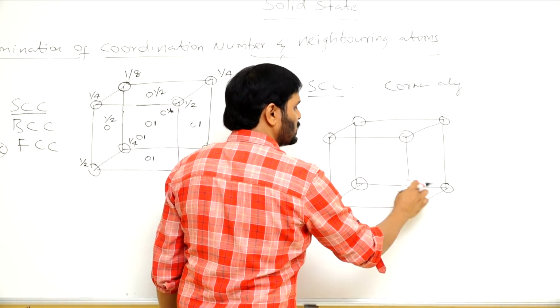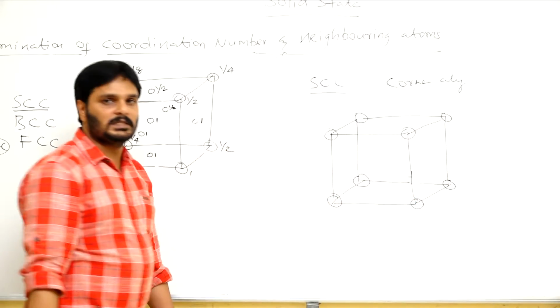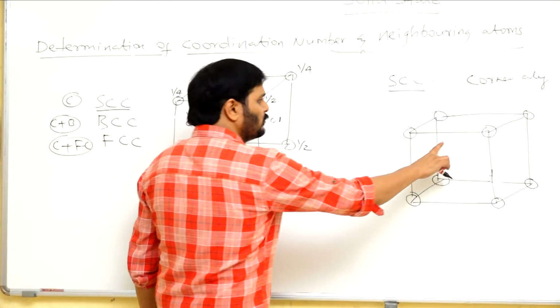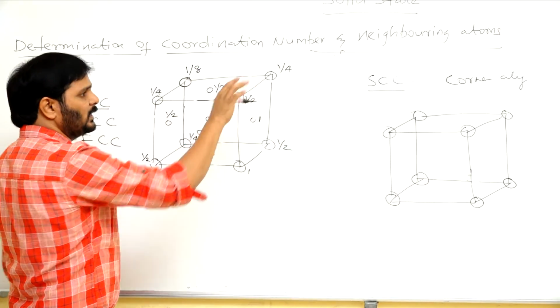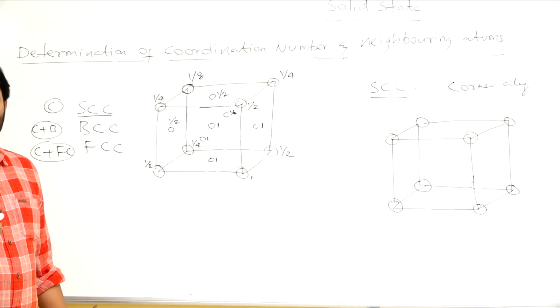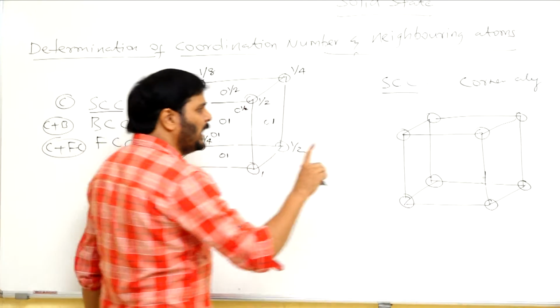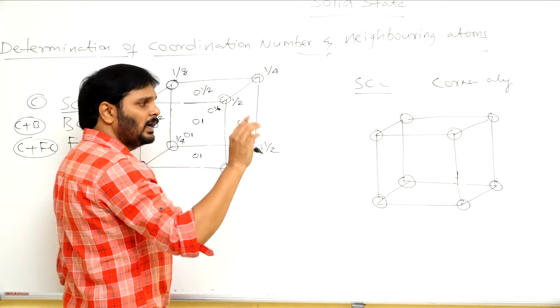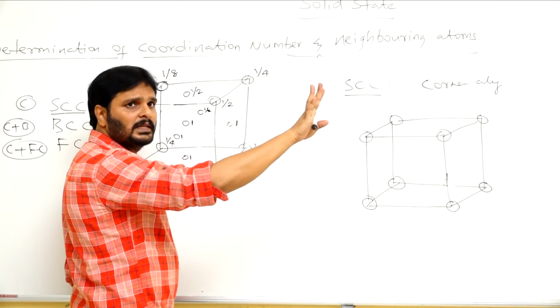So total 8 corners here. Now this is a simple cube representation. Now we would like to find out the coordination number and neighboring atoms. To consider coordination number and neighboring atoms, I am taking one atom as a reference atom. With respect to the reference atom, I can find out the coordination number of the other atoms.